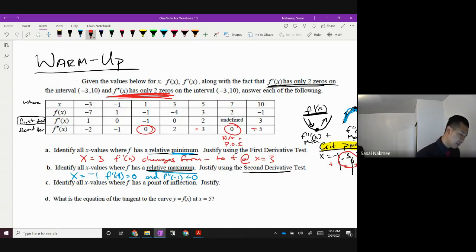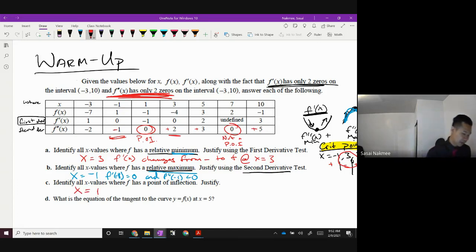Whereas this one is going from negative to positive, this one is a point of inflection because we actually have the sign change from here to here. So for part C right here, we have a point of inflection at x equals 1.